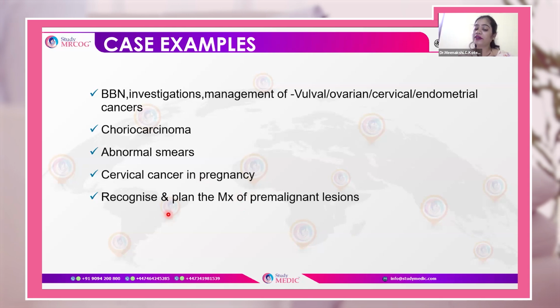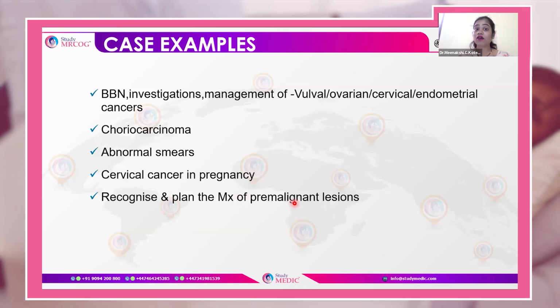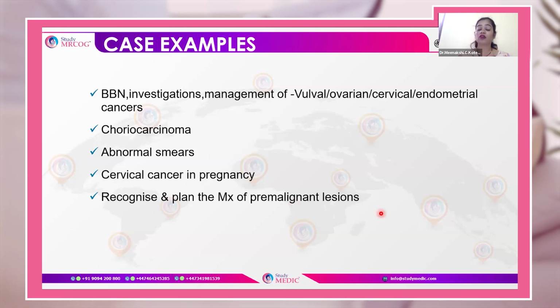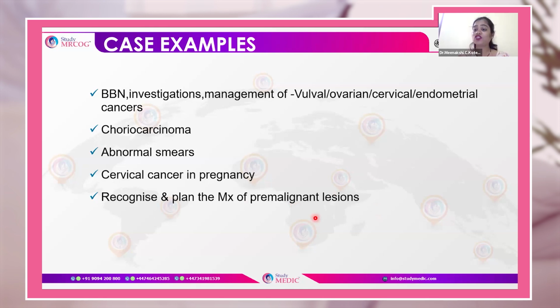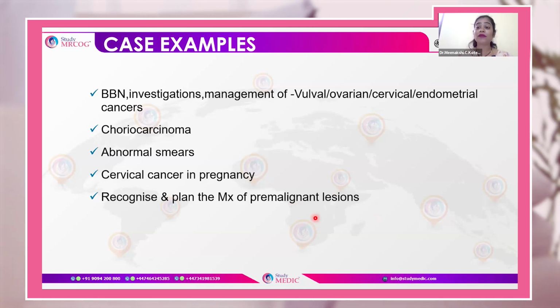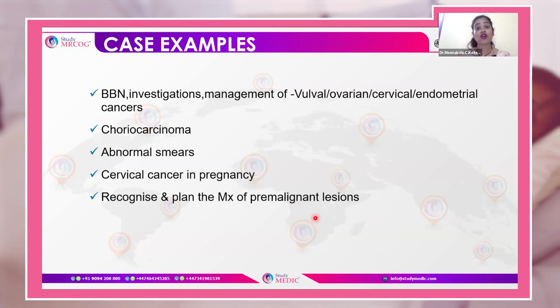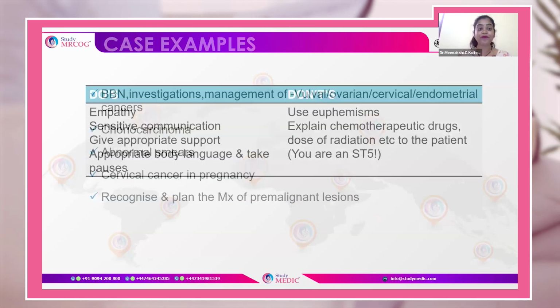You should be able to recognize and plan the management of a pre-malignant lesion. Let's say, for example, there has been lichen sclerosus. That could probably evolve into VIN, and that could result in vulval cancer. So that is also one of the possibilities. So when you are seeing lichen sclerosus, it is important that you manage it as well. Lichen sclerosus or lichen planus, these are all pre-malignant lesions. VIN, vulval intraepithelial neoplasia, is precancerous. So it's important that you give timely management to avoid progression towards cancer.